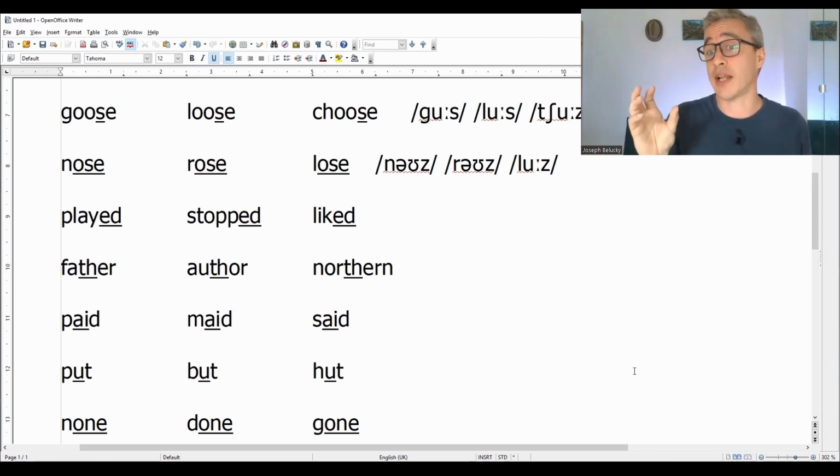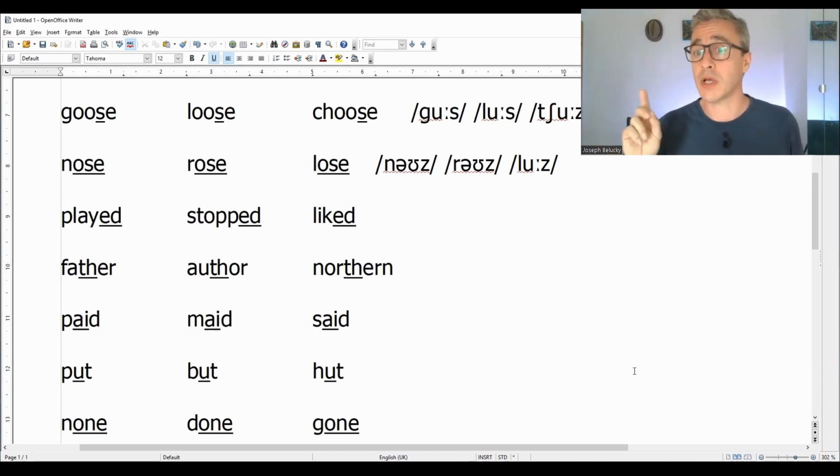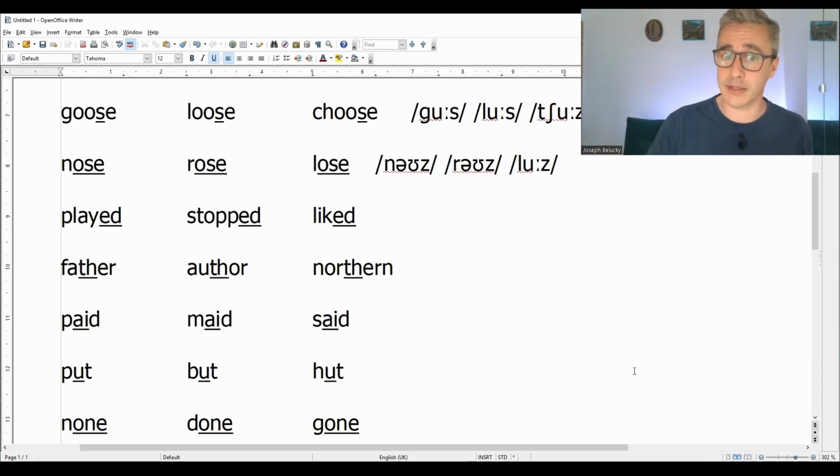Then afterwards, I'm going to try and exaggerate the sound, emphasize the sound at the end so you can hear that difference. So played, stopped, liked. Played, stopped, liked. What was the difference? Now I'll exaggerate it. Played, stopped, liked. Could you hear the difference?